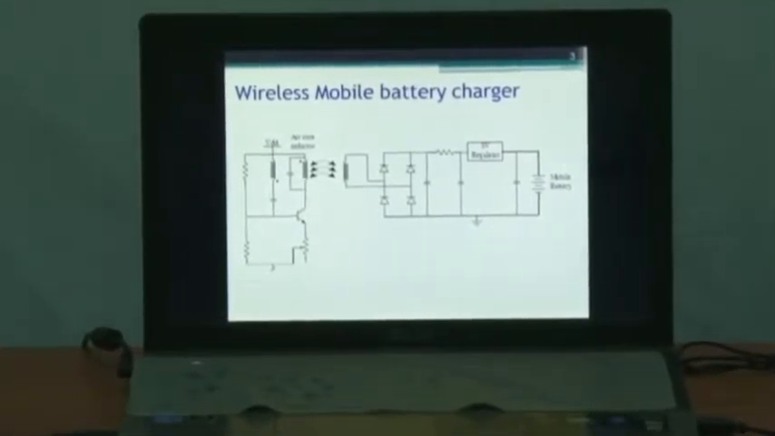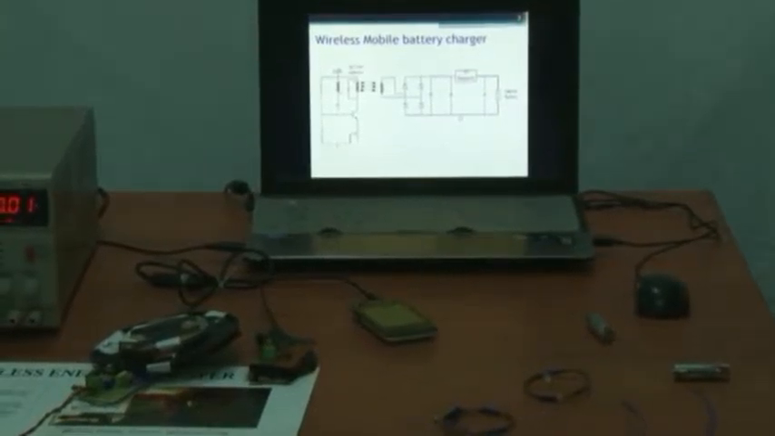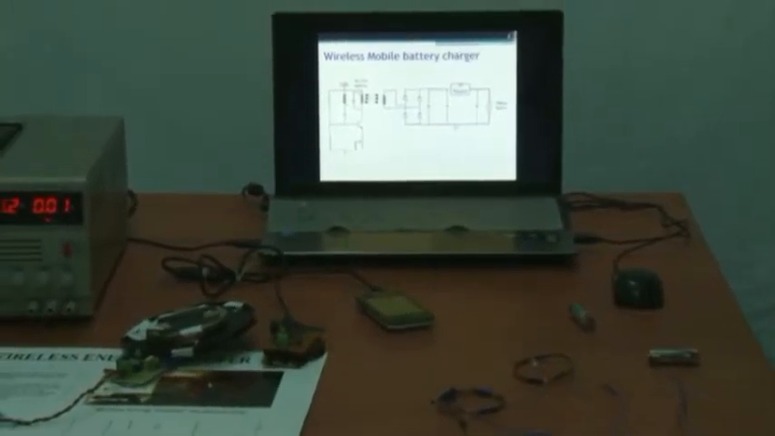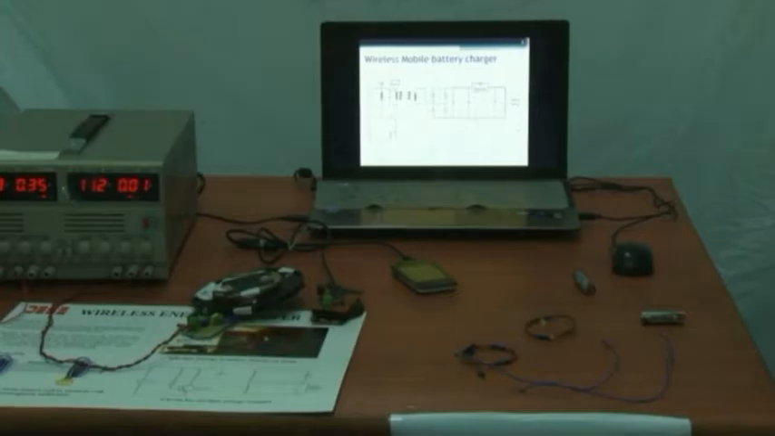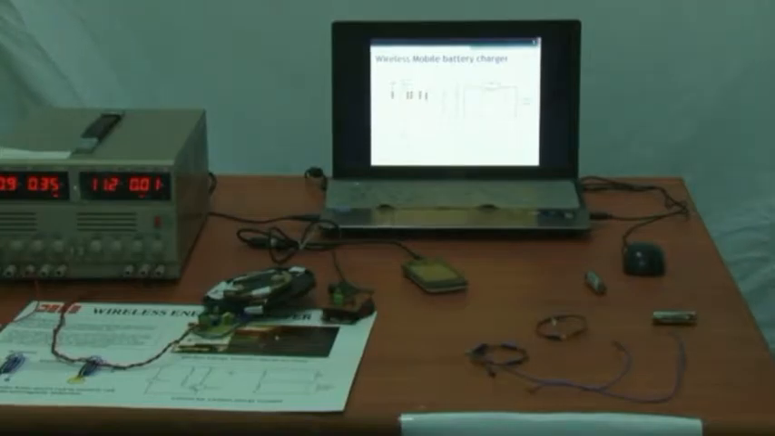If you observe the circuit, we have a self-running oscillator which is oscillating at 750 kilohertz and bringing out a magnetic field of that frequency, inducing a voltage on the receiver coil. For a mobile to be charged, we have to have DC voltage. So that induced AC voltage is rectified and brought to 5 volt DC for charging the battery.